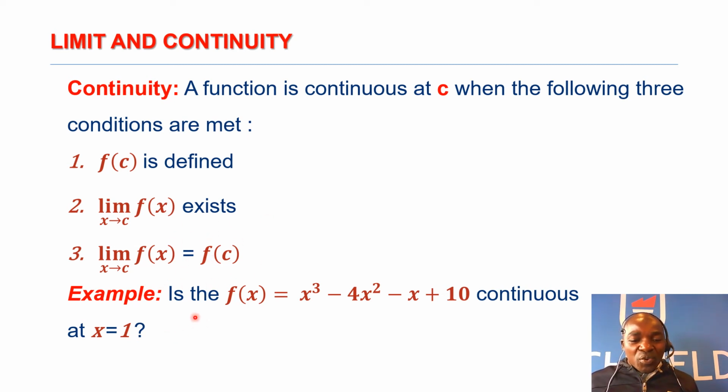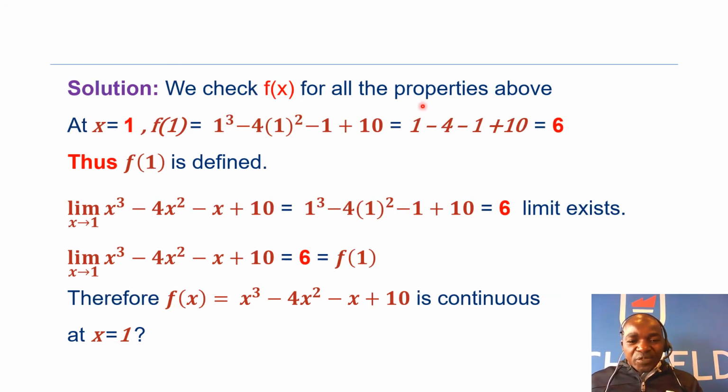For example, we have the question: is f(x) = x cubed minus 4x squared minus x plus 10 continuous at x equals 1? To check if this function is continuous, it has to meet all three properties. To check the first property, we need to substitute the value x equals 1 in our function to solve for f(1).